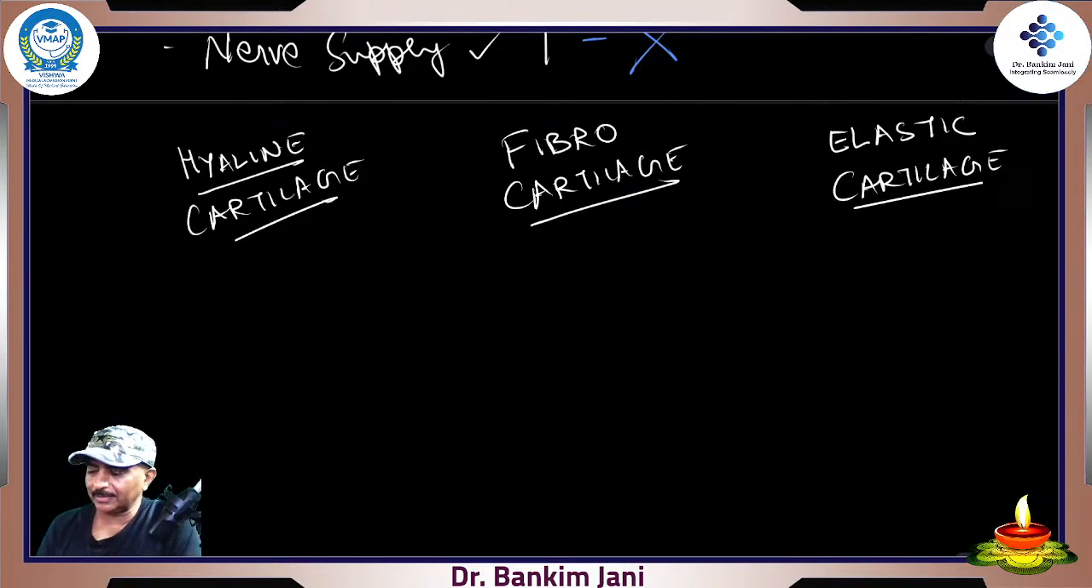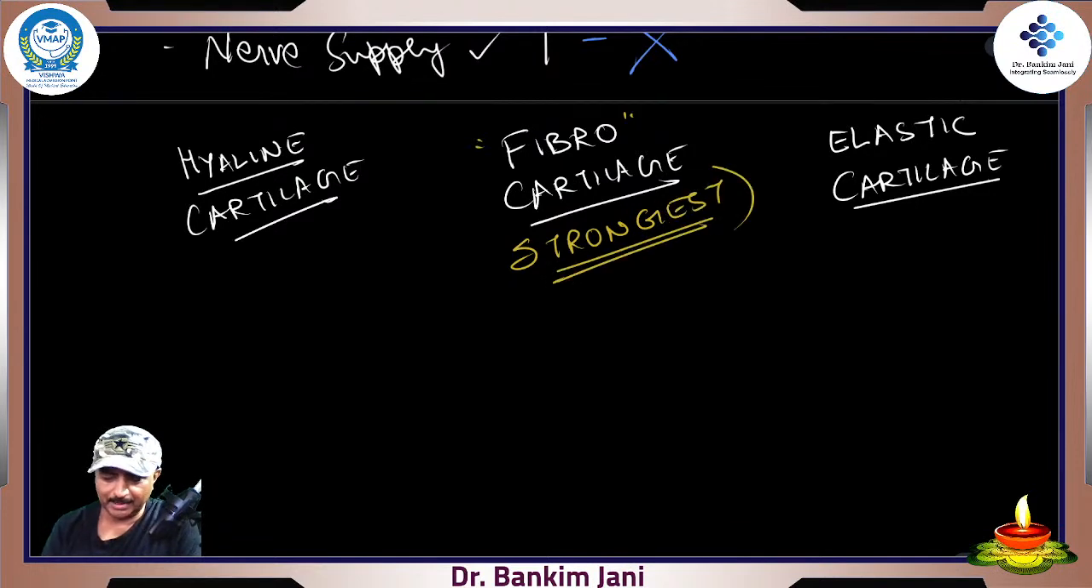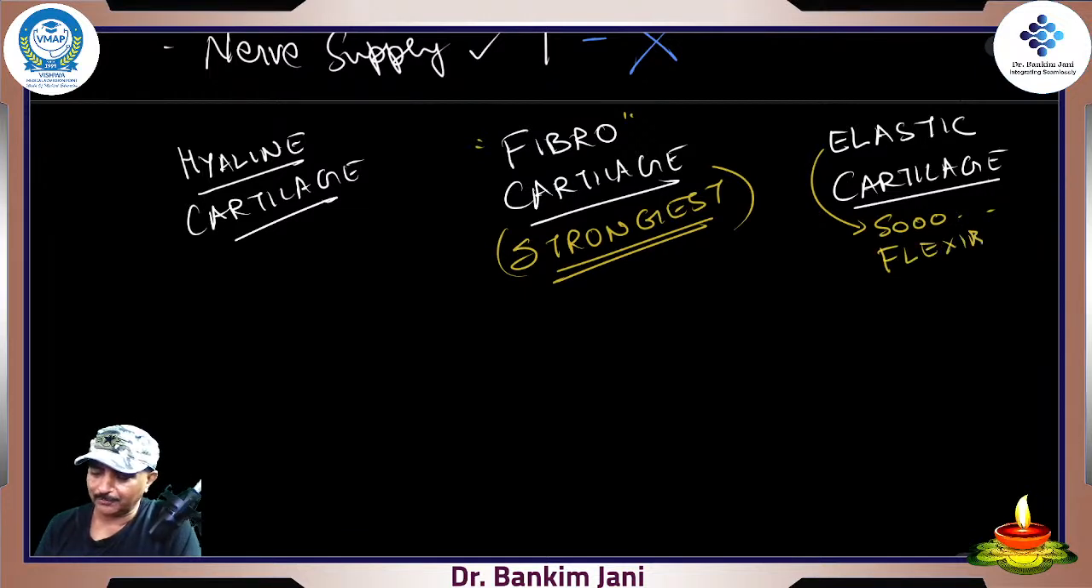At times, I feel that whosoever has given the names must have given them with so much of brain, seriously. The name fibro, the name itself looks like a gunda's name, right? So this is the strongest. Means the name is like a Dada's name, Dadagiri's name, fibro, right? Elastic itself tells that it is so flexible. So this is flexible. Right?